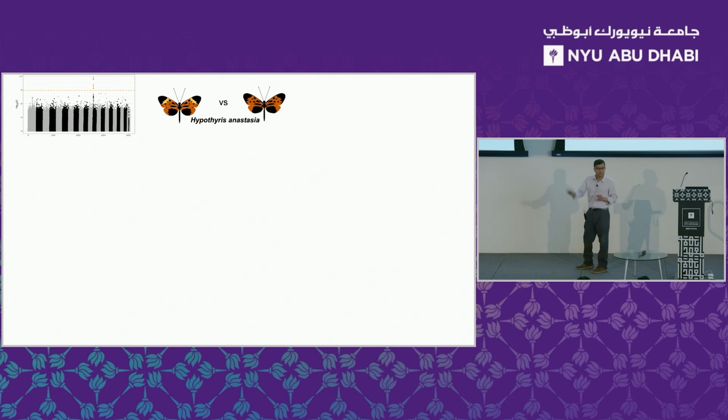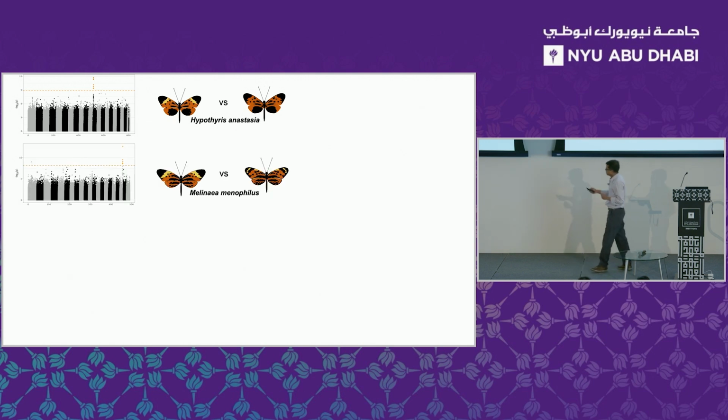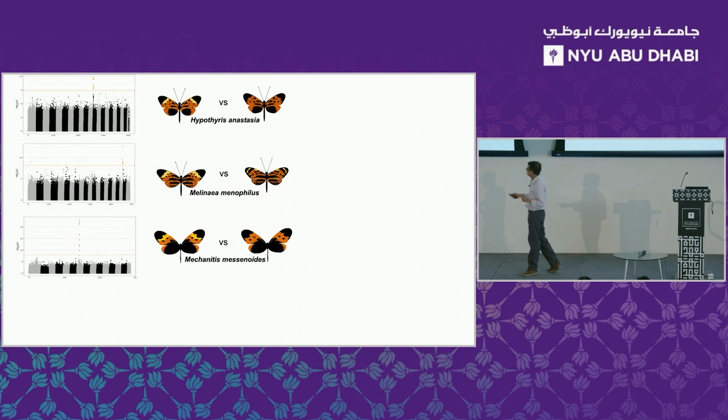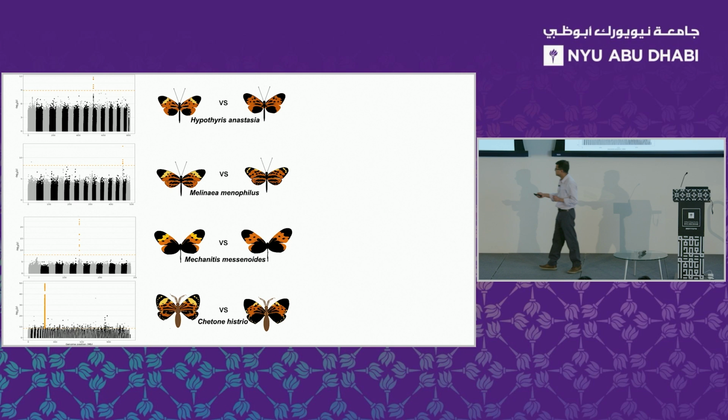But we've got other comparisons as well. So this is a comparison with another species, a different genus. Again, we've got a single peak of association. Mechanitis mesanoides, a single peak of association. And this is the day-flying moth. Again, a single peak of association. So it looks like we've got a single gene explaining this same phenotype across all of these species.